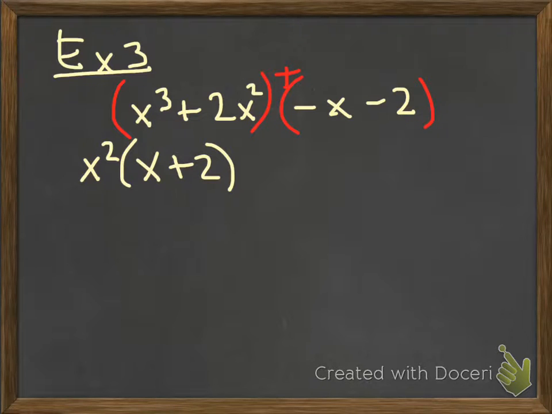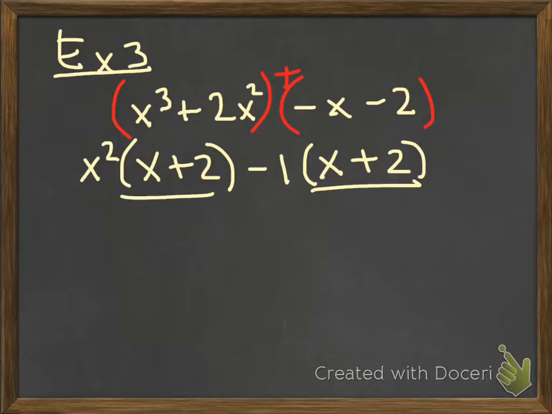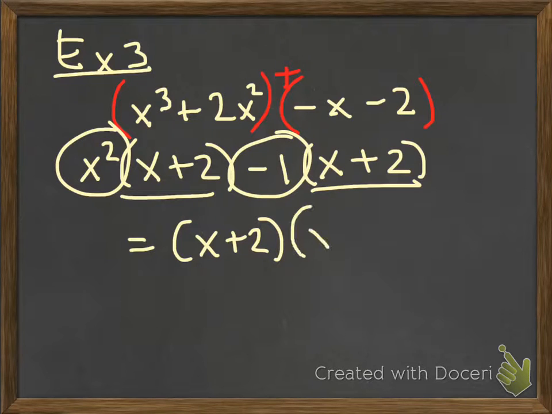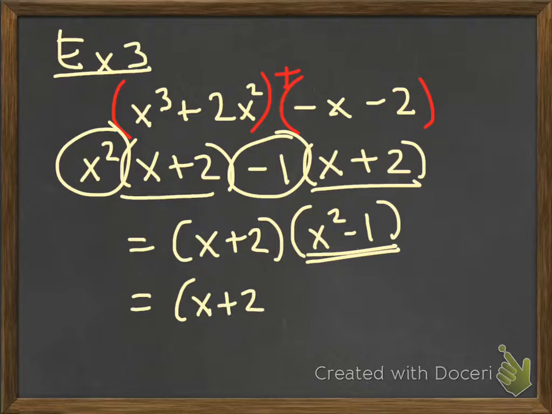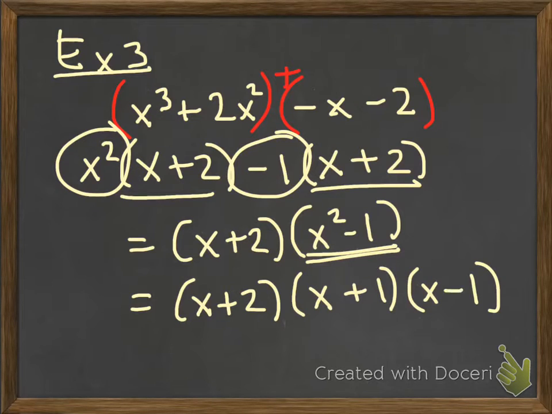Now, on the second one, they're both negative, so if I pull out a negative 1, that gives me positive x and positive 2. So now I have the x plus 2 in common. And what's left over is the x squared minus 1. Okay, now that's a difference of squares. X squared minus 1 is a difference of squares. So that means you can factor it one more time. X plus 2, and x squared minus 1 is a difference of squares, so that's x, 1, x, 1. One's a plus and one's a minus.